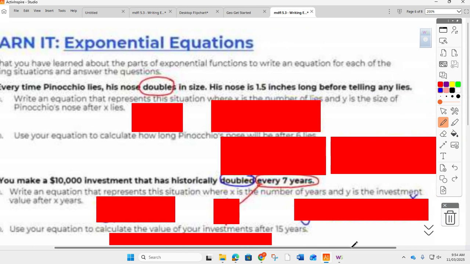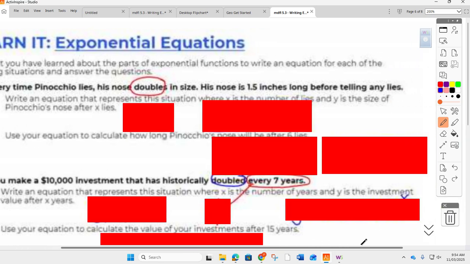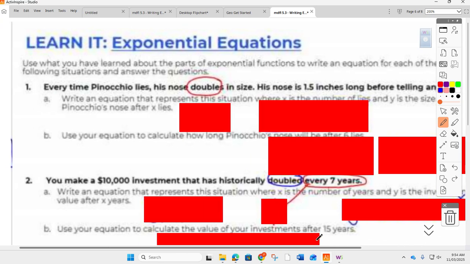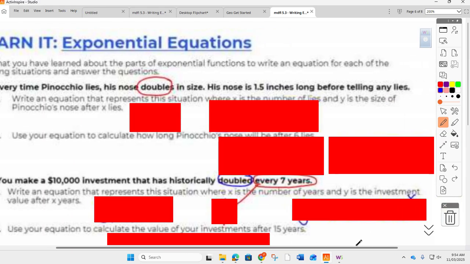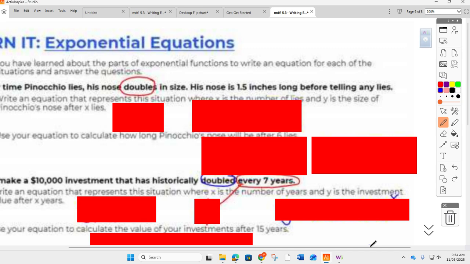All right. So use what you've learned about exponential functions to write an equation for each of the situations and answer the question. Every time the nose lies, his nose doubles in size. His nose is 1.5 inches long before counting any lies. Does everybody know the Pinocchio story, the Disney story? So when the little wooden boy tells lies, the nose doubles in size. Write an equation that represents this situation where x is the number of lies and y is the size of Pinocchio's nose after x lies. So what do you think?